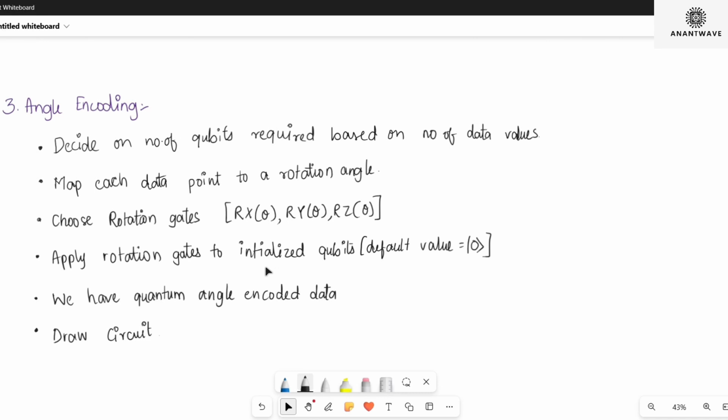Now, let's look at angle encoding. We know that in angle encoding, for n data values, we need n qubits. So, according to the data length, we'll first decide on how many qubits required and then map each data point to the rotation angle. And then we need to choose gates either Rx, Ry, or Rz. And then apply rotation gates to initialize qubits. And then we have quantum angle encoded data.